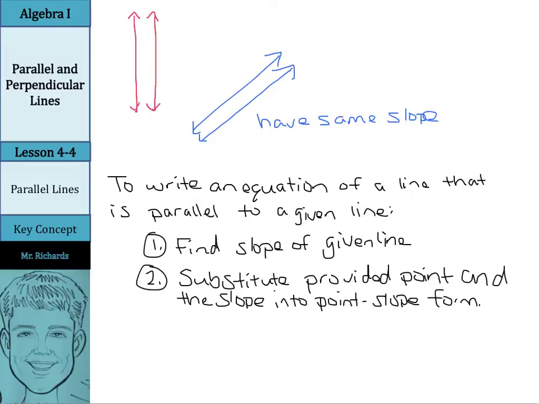To write an equation of a line that is parallel to a given line, you're going to do two things. First, find the slope of the given line, and then substitute the provided point from the line that you're going to write an equation for, and the slope from that original line, into point-slope form. Let's take a look at how this looks in a few examples.